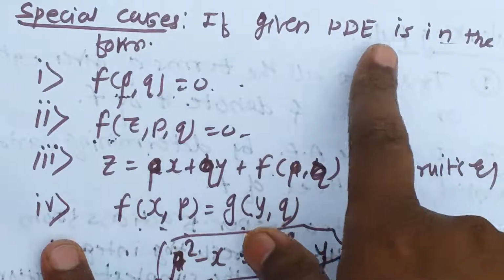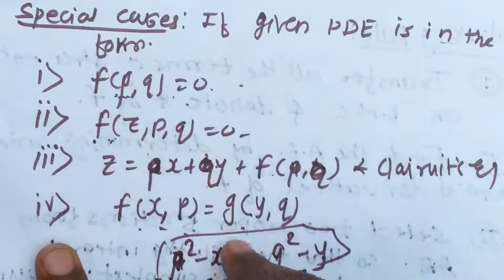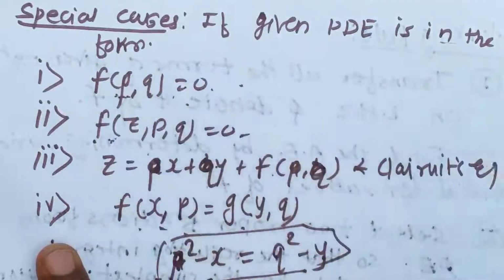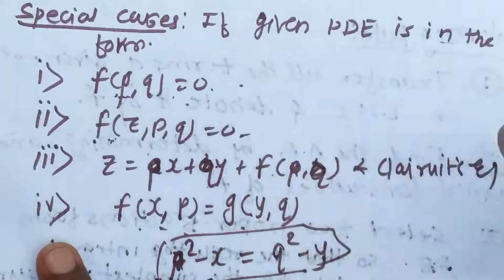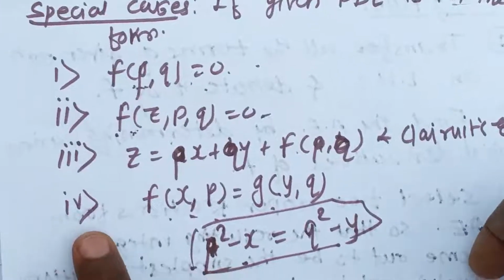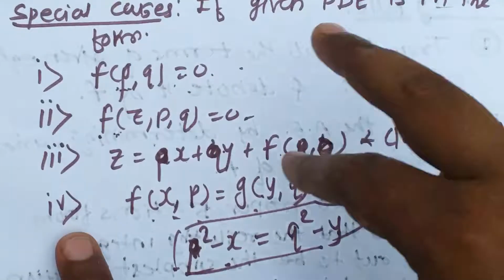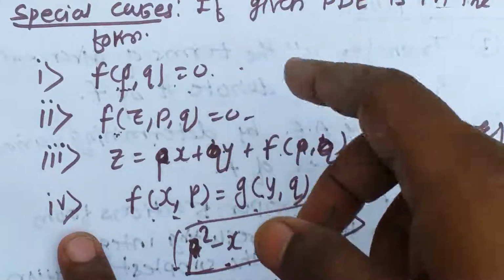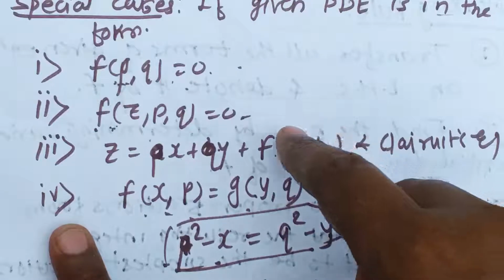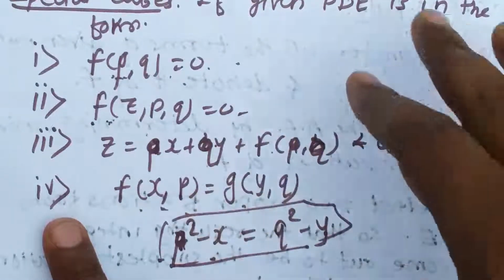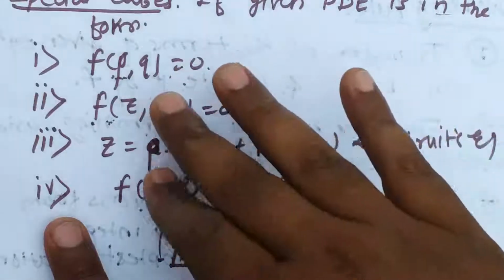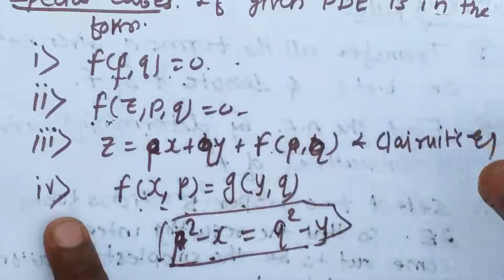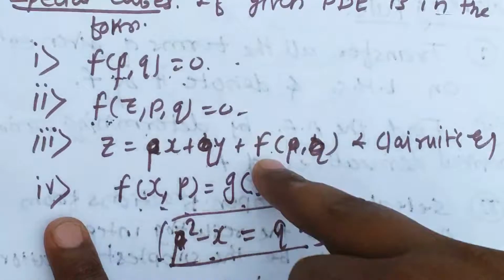If the given differential equation is one of the four forms, then examples can be solved without using the auxiliary equation, because direct methods of solution have been derived from Charpit method itself. Instead of writing the auxiliary equation, you can follow the procedure if you identify that the given function belongs to one of these four categories.